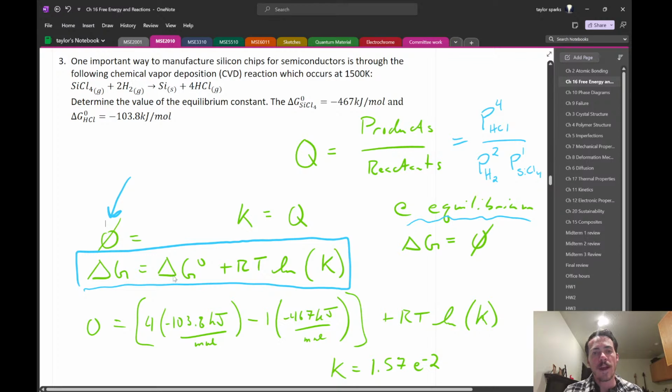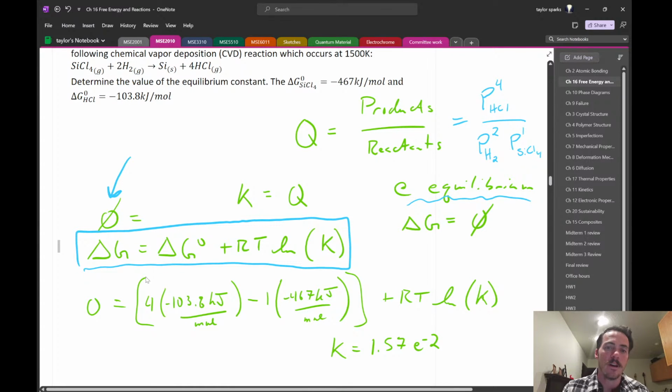So the right-hand side of the equation then becomes delta G naught, which we don't know, plus RT, we know that because we're given a temperature, times natural log of K. We're being asked to solve for K, so the only thing we need to finish this is to know what delta G naught is. Well, delta G naught's not too bad to figure out because that's just going to be products minus reactants, right?